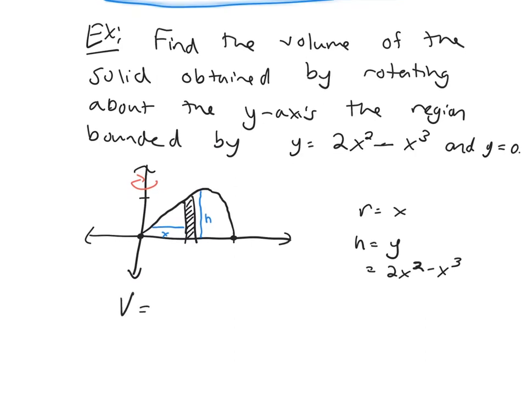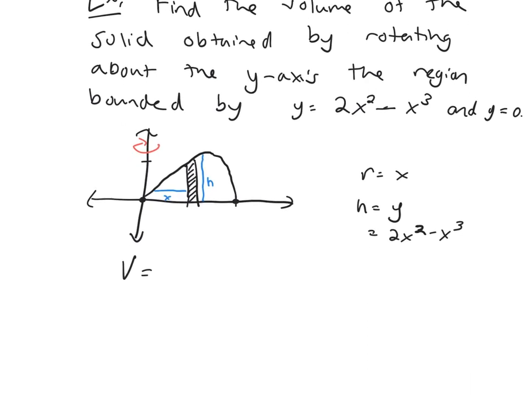The volume. So the radius is always x, correct? If we're rotating about the y-axis, yes. We are going to rotate about the x-axis later, and then that'll change. It'll also change if you're rotating about a non-axis line. It'll be different, yeah. Okay, the volume is the integral 2 pi r, which is x, the height 2x squared minus x cubed.